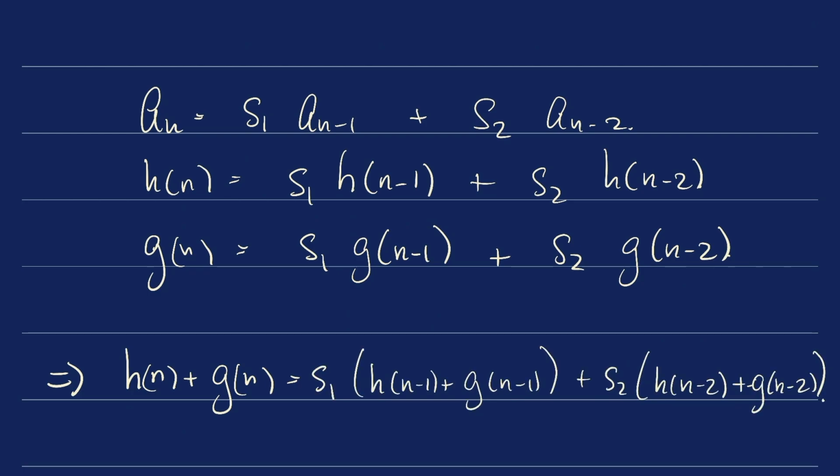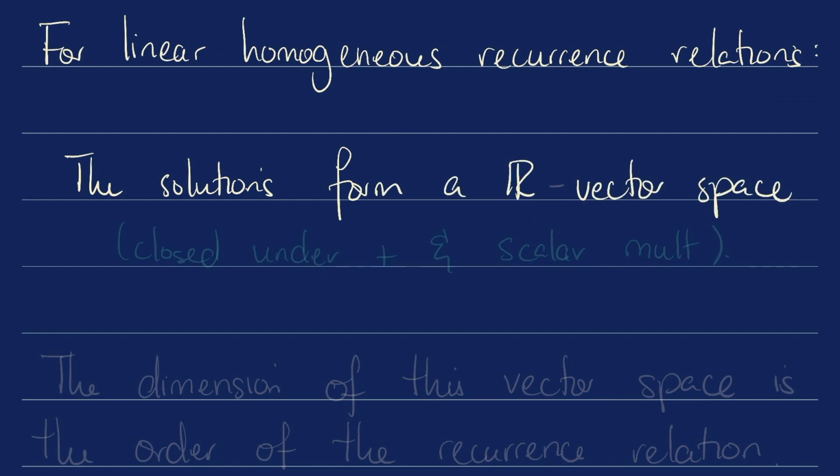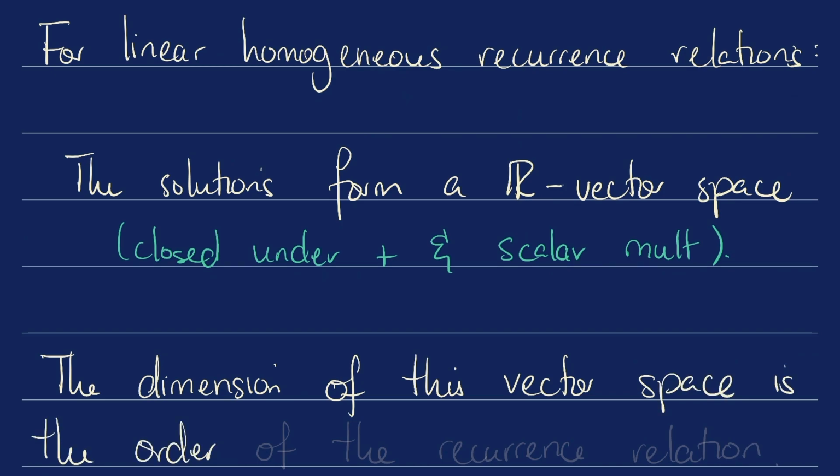Putting this all together, this is what we have. For linear homogeneous recurrence relations, the solutions form a real vector space. Of course, this means that it's closed under addition and scalar multiplication with real numbers. The dimension of this vector space is going to be the order of the recurrence relation.